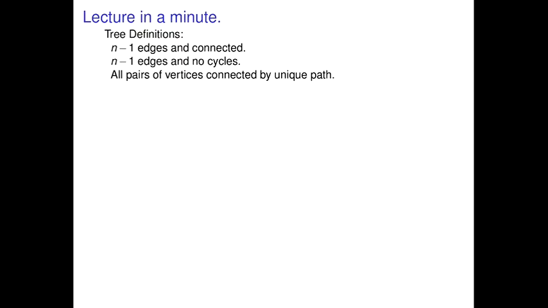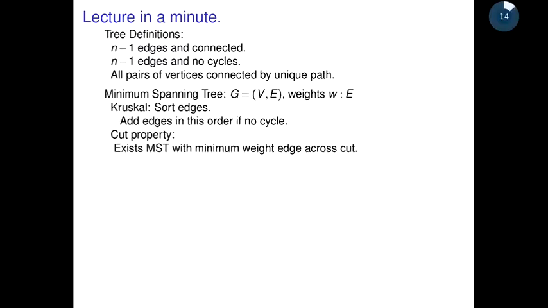So these are three definitions of trees: n-1 edges and connected, n-1 edges and no cycles, and all pairs of vertices are connected by a unique path. I'll show you that. We're going to talk about a minimum spanning tree algorithm, which is: sort the edges and add the edges in this order if there's no cycle, and keep adding edges until you get a tree. The cut property says there exists a minimum spanning tree with a minimum weight edge across a cut, and from that you can prove the correctness of Kruskal's algorithm.